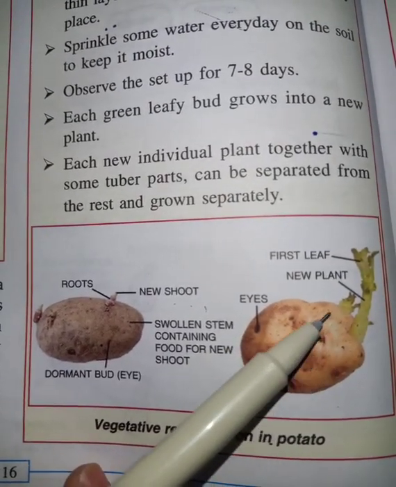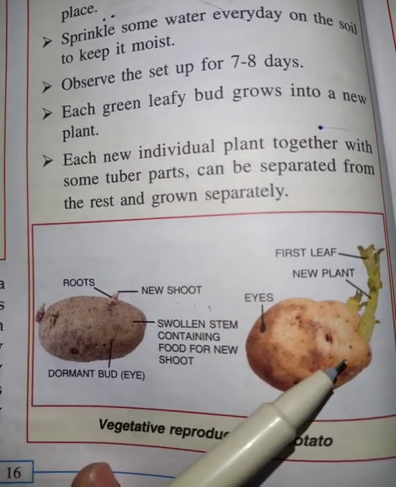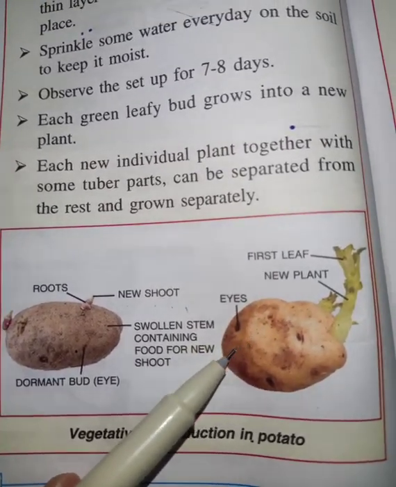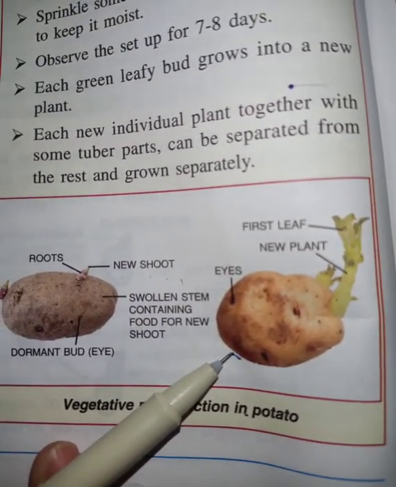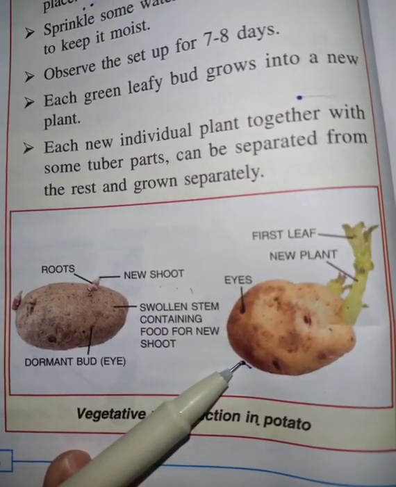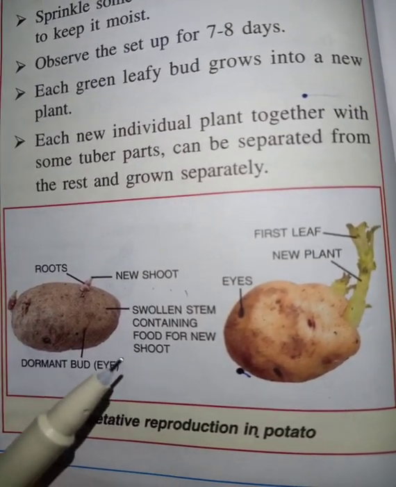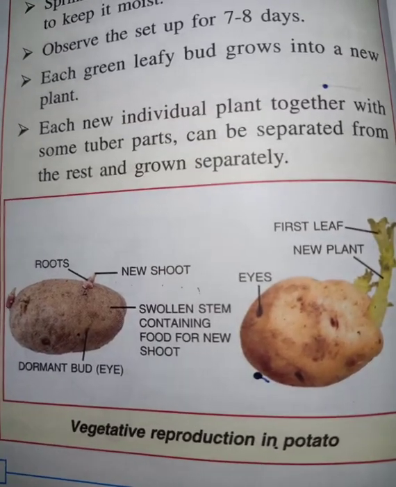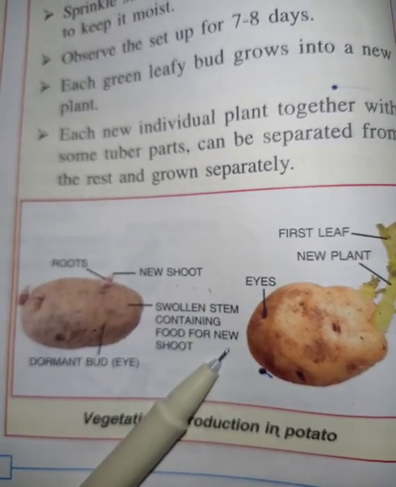As you can see in this potato, many buds are there, many eyes are there. So if we cut this potato into small pieces, each bud is capable of giving rise to a new plant. So that is vegetative propagation by stem. One example we have taken is ginger, the second is potato. Now the third is onion.